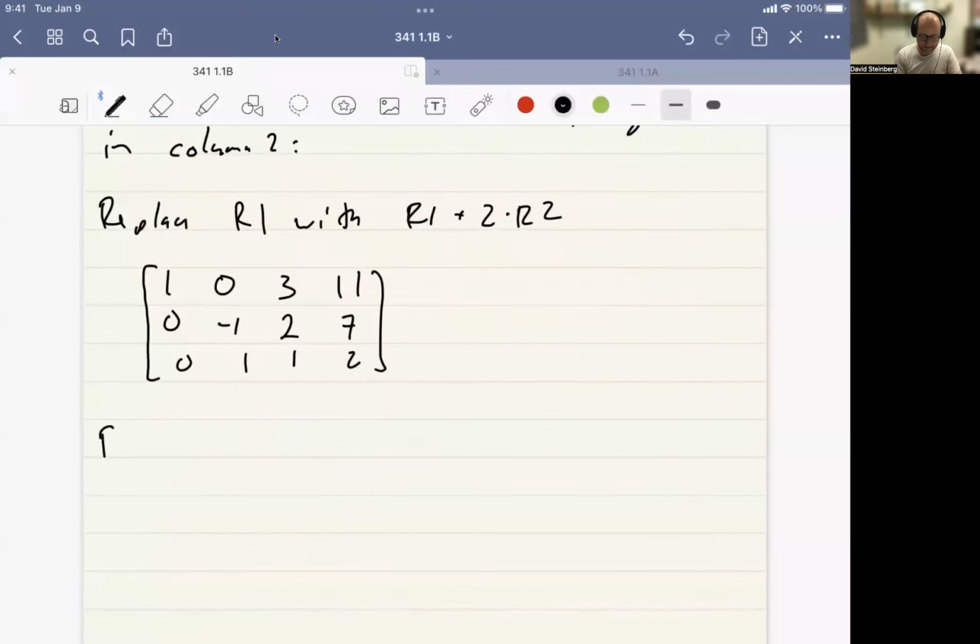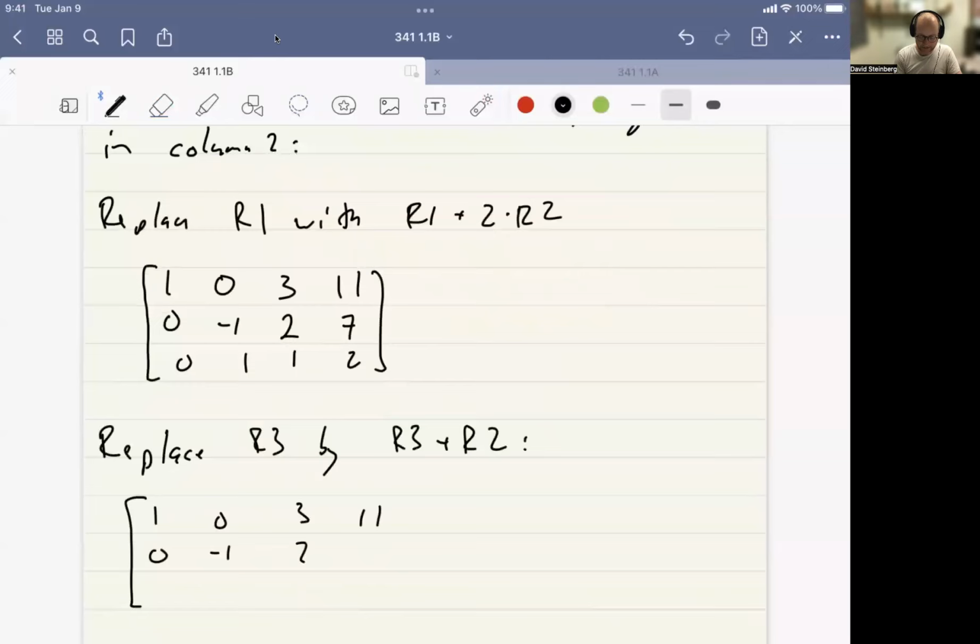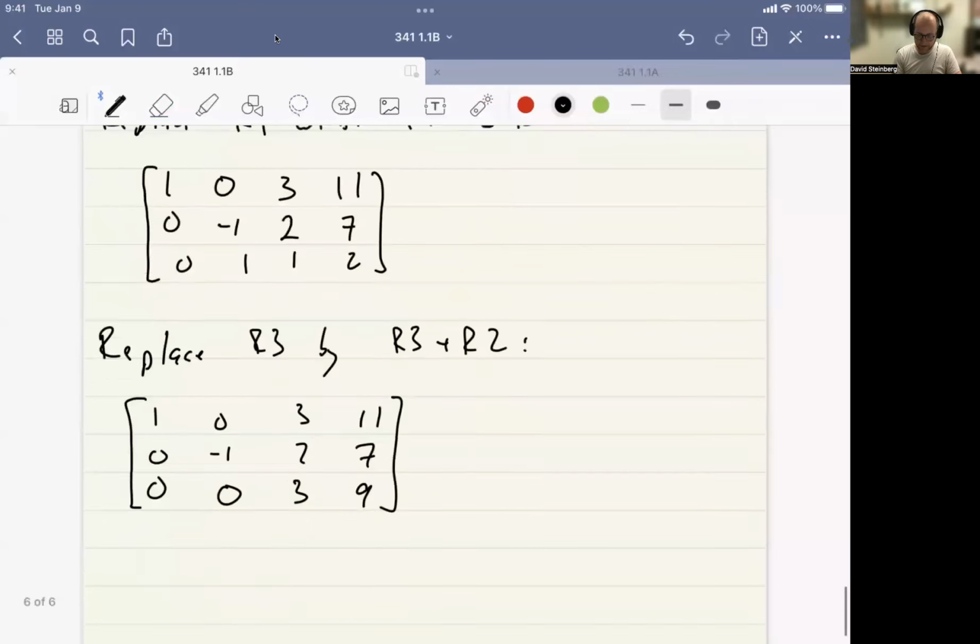Okay, now let's replace row 3 by row 3 plus row 2. So now our first row hasn't changed. Our second row hasn't changed. Our third row becomes 0 plus 0 is 0, -1 plus 1 is 0, 2 plus 1 is 3, 7 plus 2 is 9. Okay, and now we've done what we wanted to do.